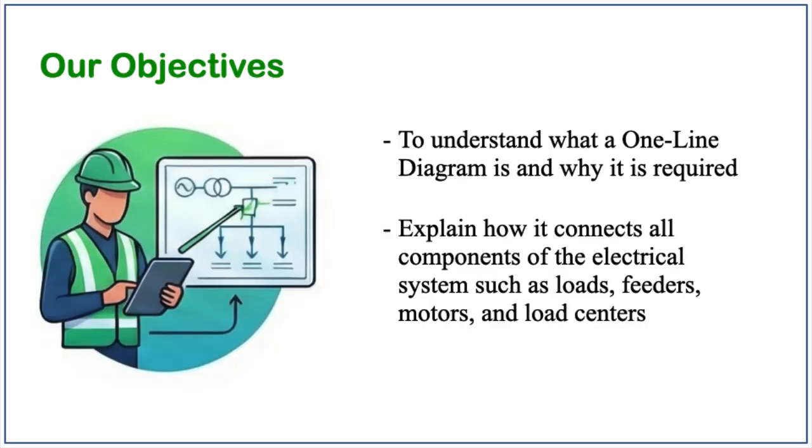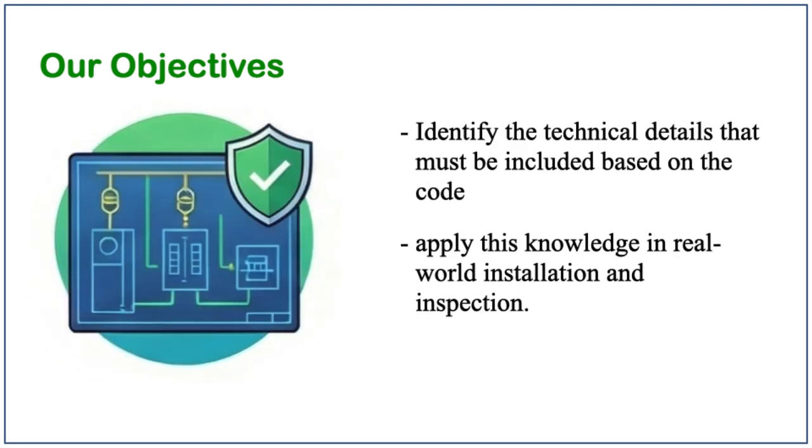By the end of this discussion, you should be able to understand what a one-line diagram is and why it is required, explain how it connects all the components of the electrical system, such as loads, feeders, motors, and load centers, identify the technical details that must be included based on the code, and apply this knowledge in real-world installation and inspection. Most importantly, you should realize that the one-line diagram is where the entire electrical design becomes understandable and verifiable in actual.